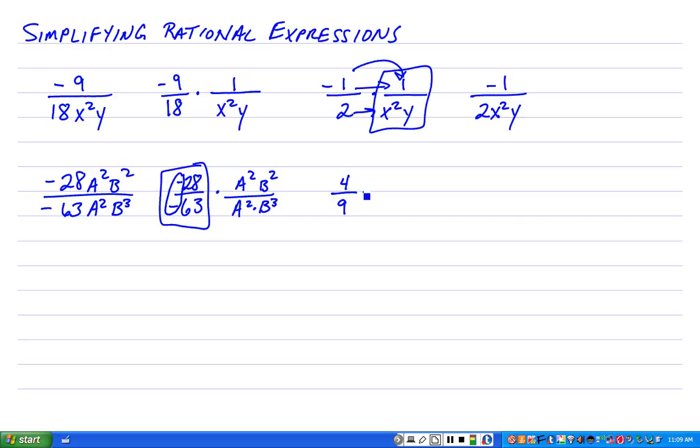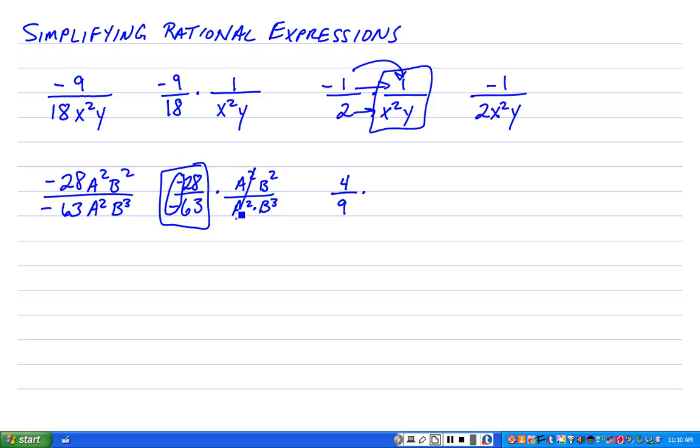Now when I look at my variables, I have a squared in the numerator, a squared in the denominator. So the same variable to the same exponent in the numerator and denominator just cancels, or in other words, you say 2 minus 2, because for division you subtract the exponents. So 2 minus 2 is 0. A to the 0 means basically that you have just 1, or in other words, the a squares cancel.